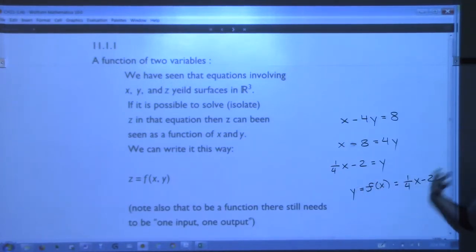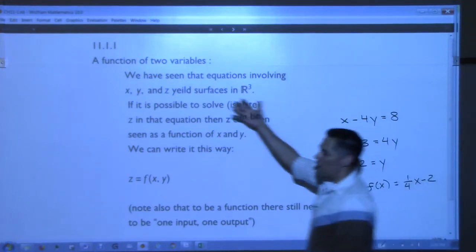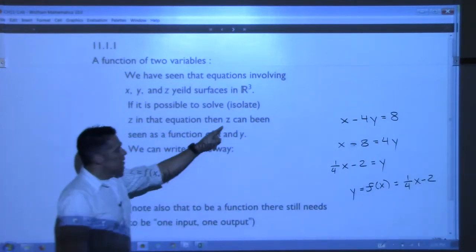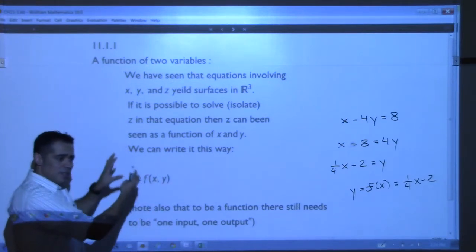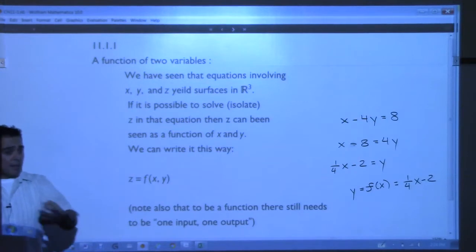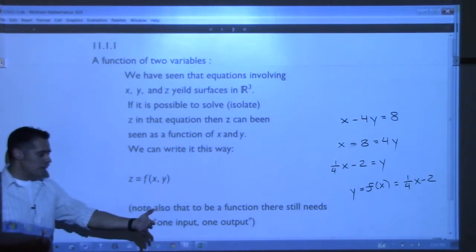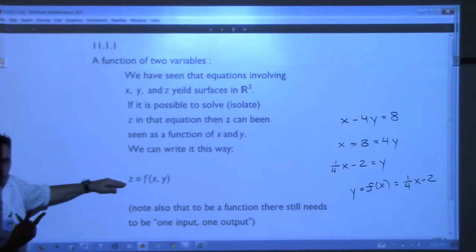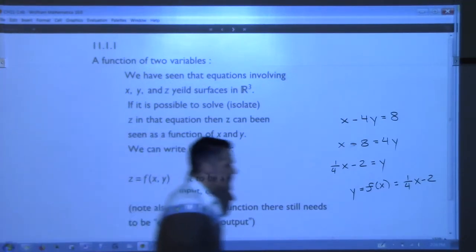Same exact principle. If we have an equation that has x's, y's, and z's in it, if we can solve for z and get the x's and y's on the other side of the equation, then z depends on two things, x and y. You give me x and y, I give you z, right? And so we look at z as being a function here of two variables, right? Two variables. Questions on that?